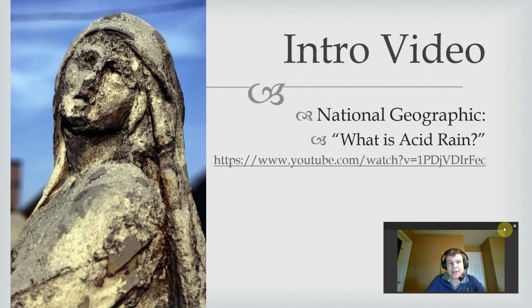But if you look at the picture here as well, so this is a statue, and look at what's happening to this statue. This statue is made out of limestone, which is a type of basic substance, calcium carbonate. And over time, acid rain falling on this statue is eating away at the statue, and you can see it's become disfigured. And this is not just statues, but lots of buildings are produced from limestone, and it also can be very harmful to the environment. So let's get into that. But watch this National Geographic introduction before moving on to the next slide.